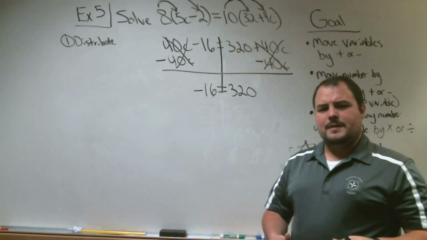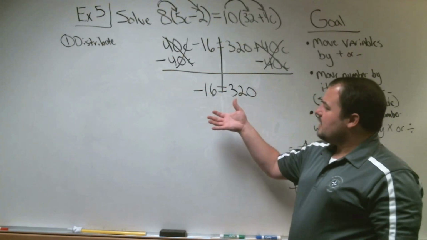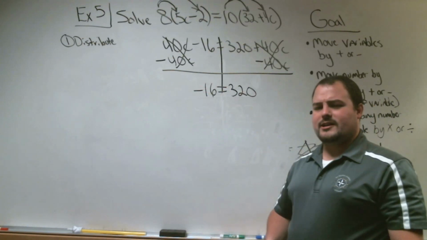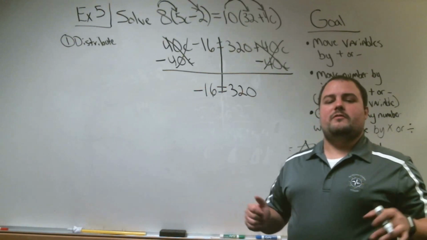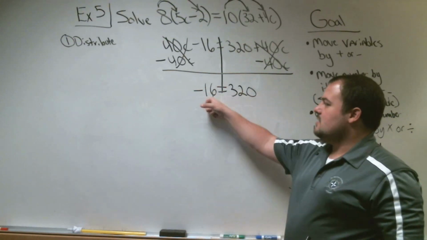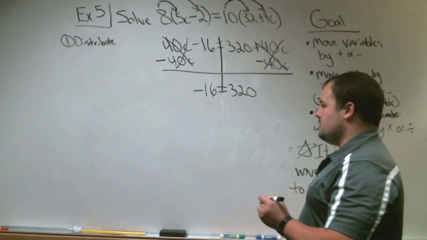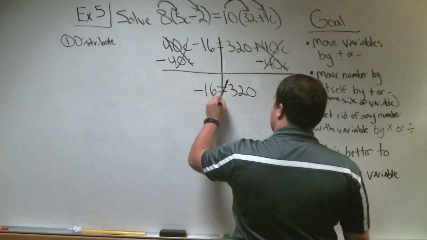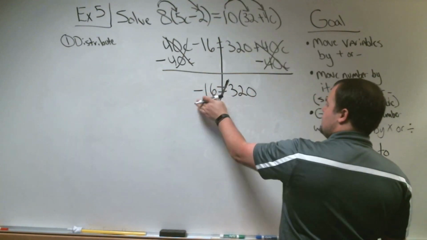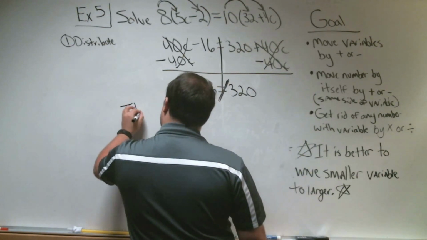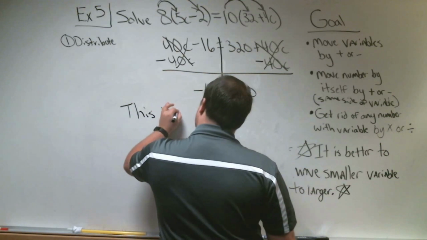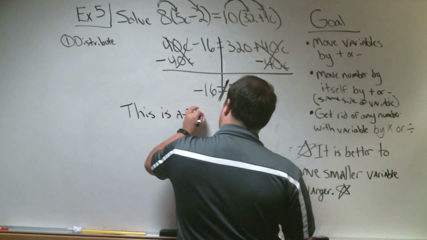Is that a true statement or a false statement? Does negative 16 equal 320? If it does, then any answer would work for this. But in this case, negative 16 is not equal to 320. So go ahead and draw a line through your equal sign that says these are not equal, and say that this is a false statement.